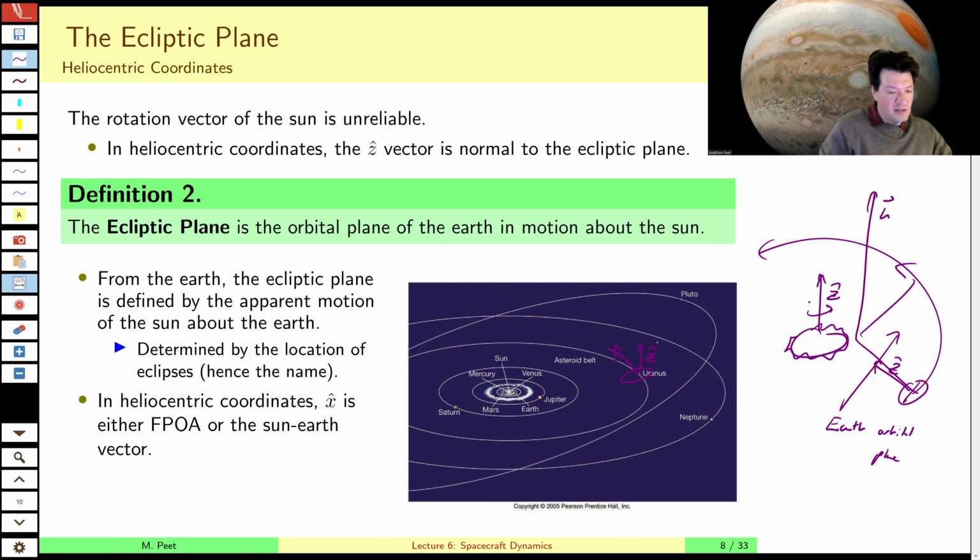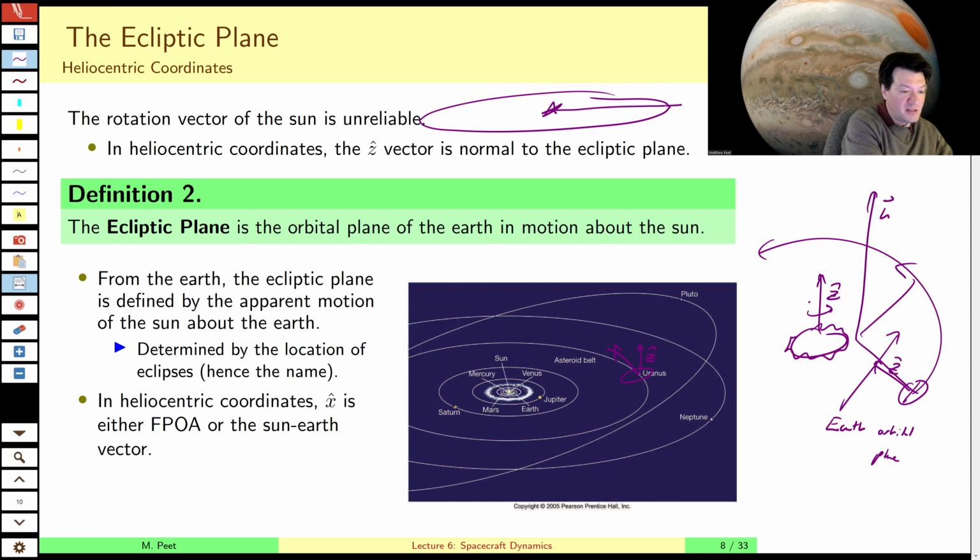So let's think about this. This plane here. If we draw our solar system here, there's the sun. Here's the Earth moving around the sun. We've got the Earth here. Its z-hat vector is there. And then the z-hat vector from the orbital plane of the Earth is pointing in this direction. So, okay, we have two vectors now.